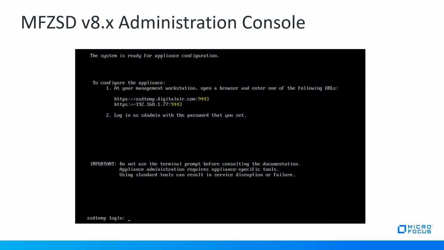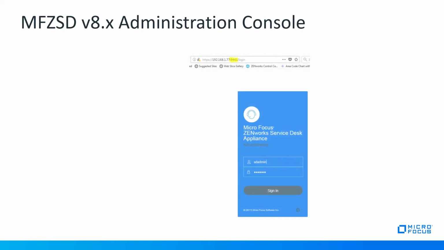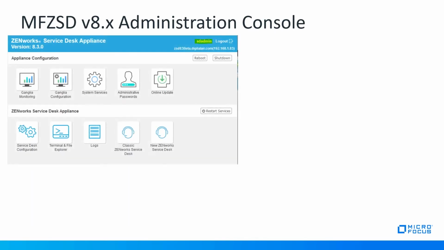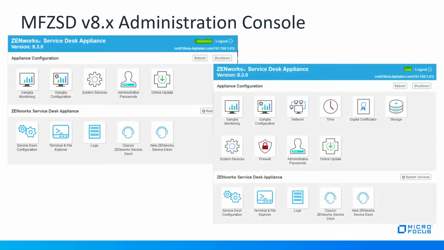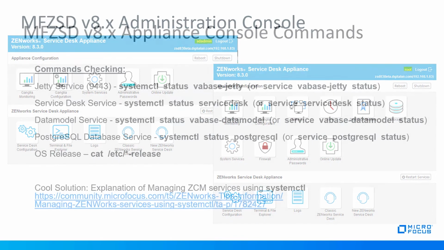The Service Desk 8.x administration console looks like so. You'll see this on your appliance. And if you go to port 9443, you'll see these particular icons if you log in as SD admin. As root, you have more of the operating system icons, so you can then get to the operating system as well for time and network and so forth.